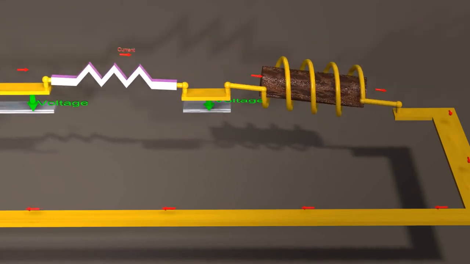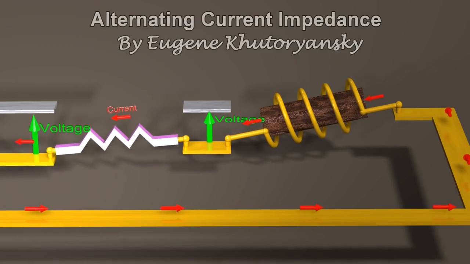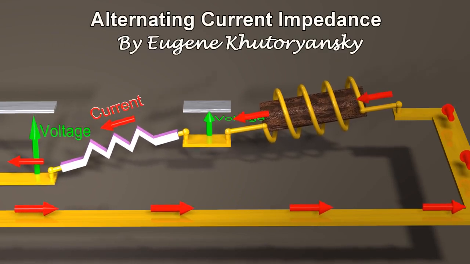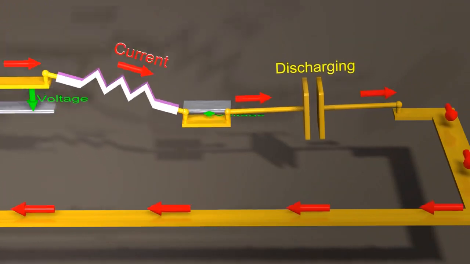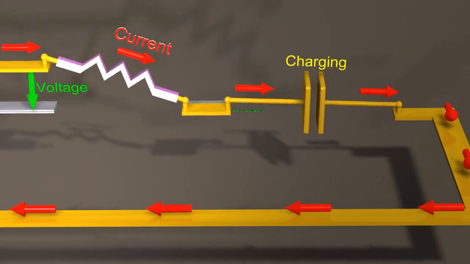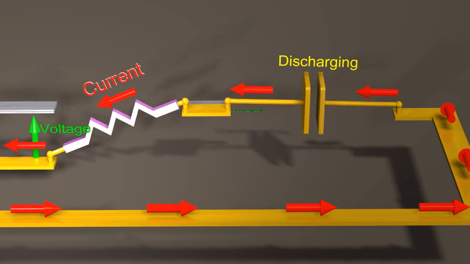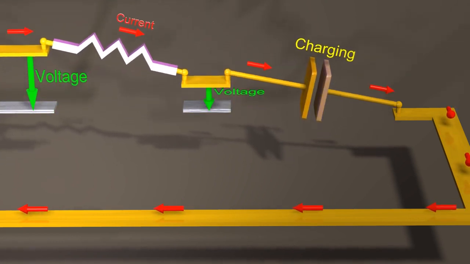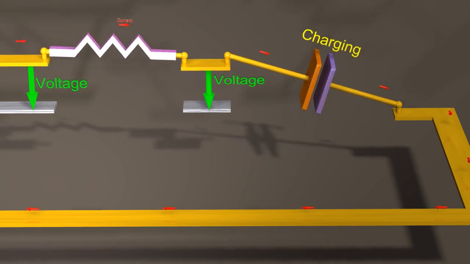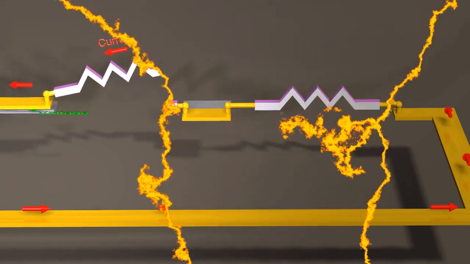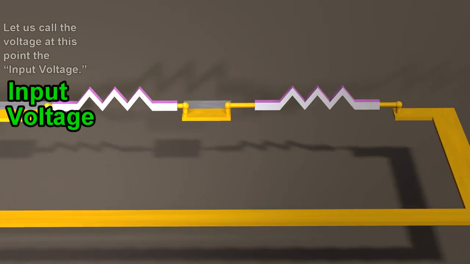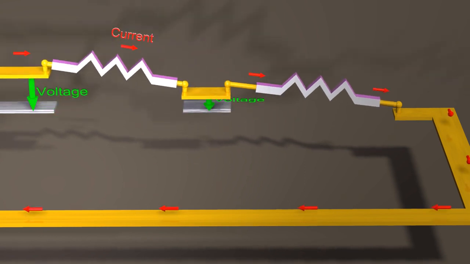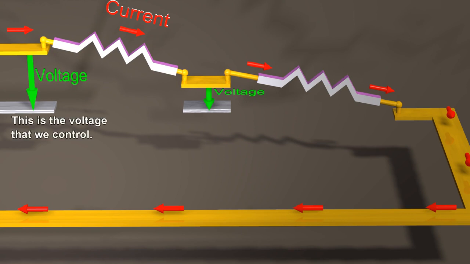If we apply an AC voltage, the frequency of the voltage affects the amount of current that will flow. Inductors, capacitors, and resistors all react differently to AC voltage. But in all three cases, the frequency of the AC current will be exactly equal to the frequency of the voltage. Let's call the voltage at this point the input voltage. This is the voltage that we control.